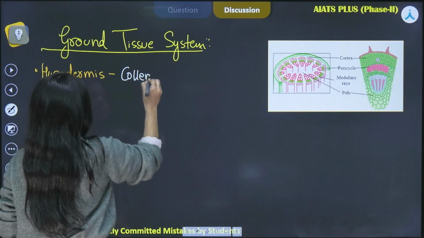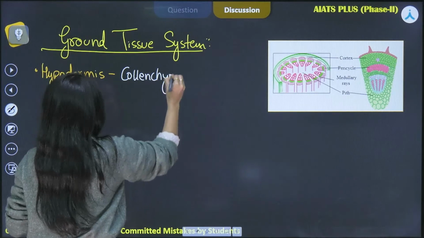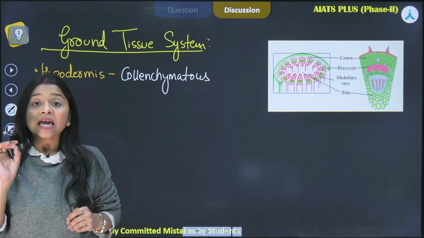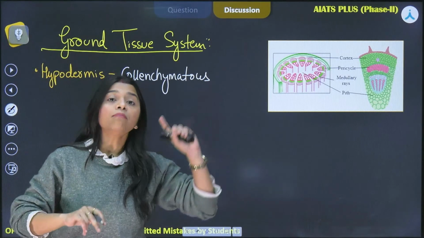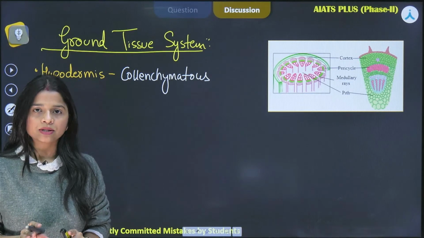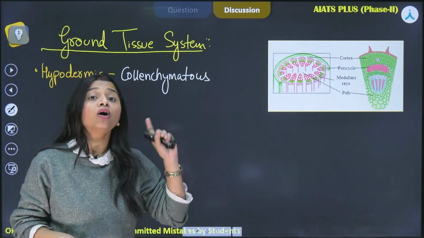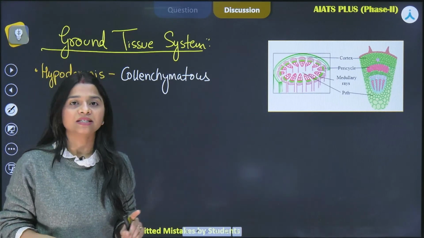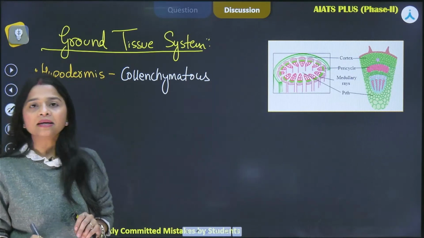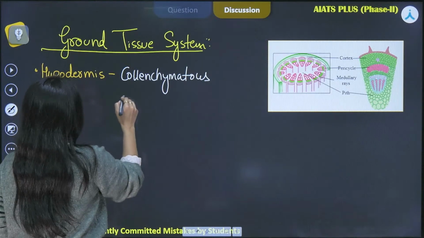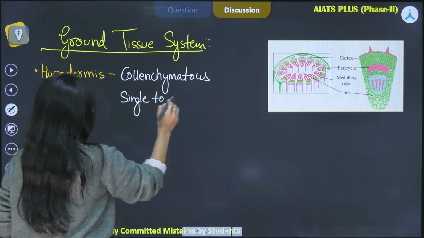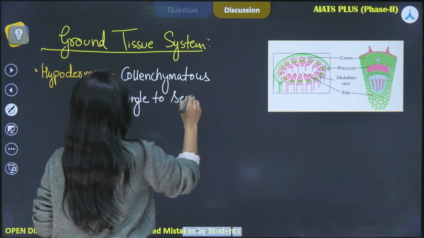Your hypodermis is collenchymatous. Tell me in the comment box the type of cells that are found in the hypodermis of the monocot stem. Hypodermis comprises what type of cells in the case of monocot stem? Next, we see that the cells are collenchymatous. It can be single to several layered.